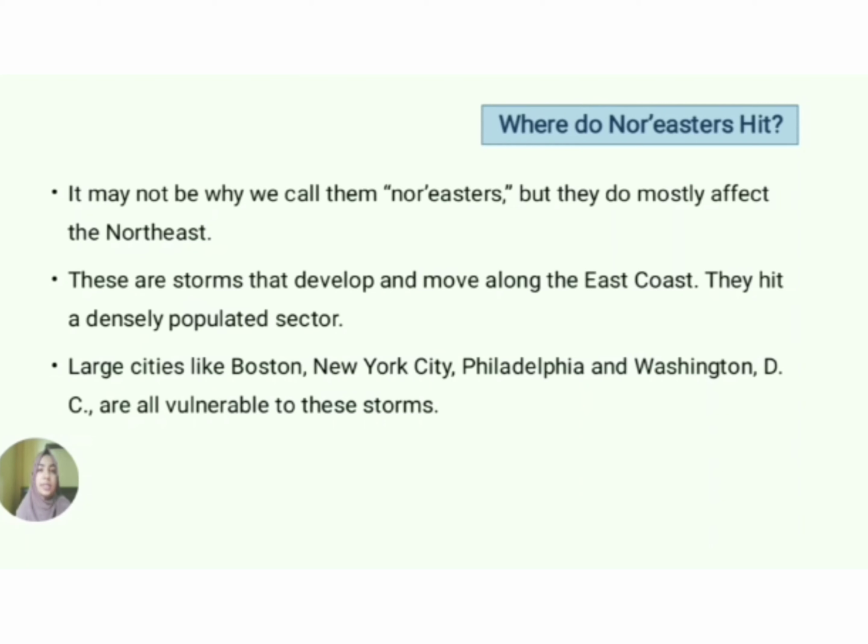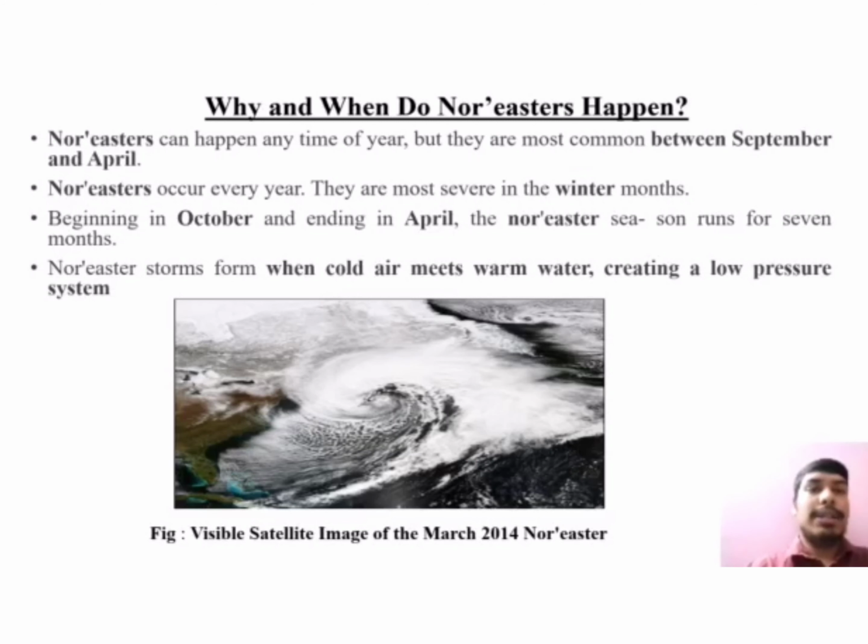Where do nor'easters hit? It may not be why we call them nor'easters, but they do mostly affect the northeast. These are storms that develop and move along the east coast. They hit a densely populated sector. Large cities like Boston, New York City, Philadelphia, and Washington DC are all vulnerable to these storms. Why and when do nor'easters happen?